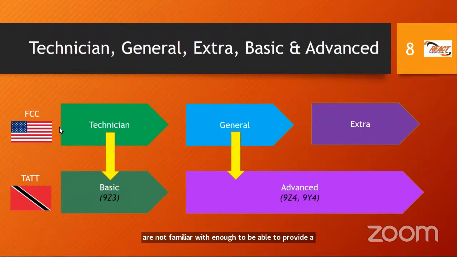So the American system or the FCC license, there are the three levels: the technician, general, and extra. You sit the technician class exam, you get a technician class license. You sit the general class exam as well, you get the general class license. And when you take the extra or the amateur extra class exam, you get an extra class license. So it builds like that.